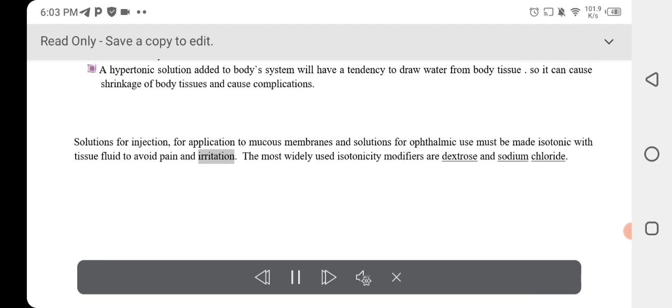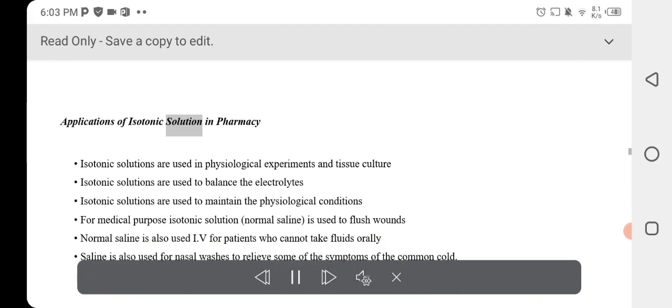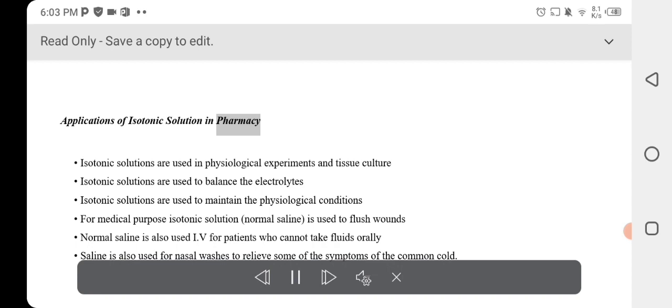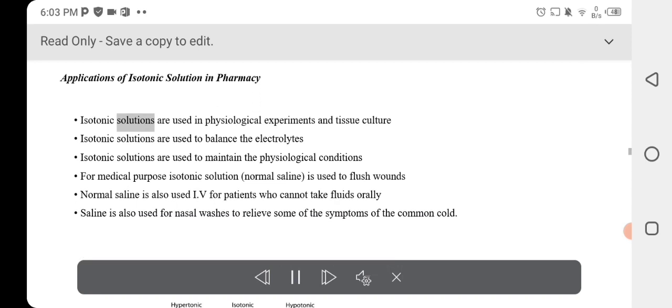The most widely used isotonicity modifiers are dextrose and sodium chloride. Applications of isotonic solution in pharmacy: isotonic solutions are used in physiological experiments and tissue culture. Isotonic solutions are used to balance the electrolytes. Isotonic solutions are used to maintain the physiological conditions.